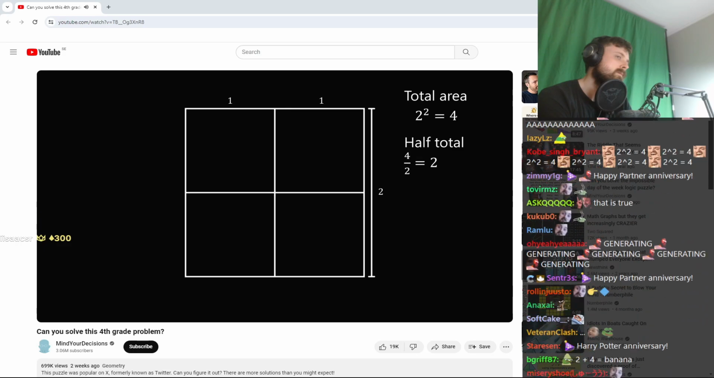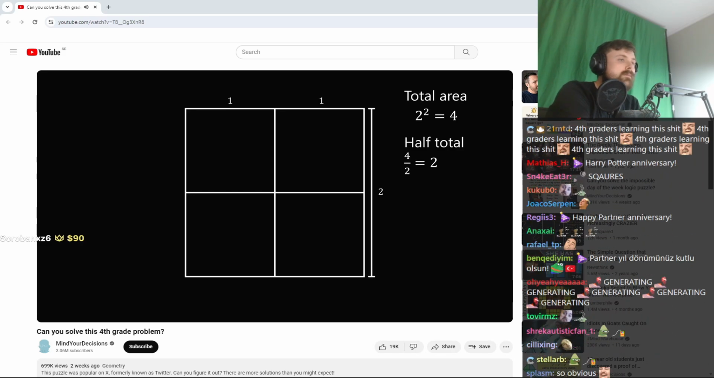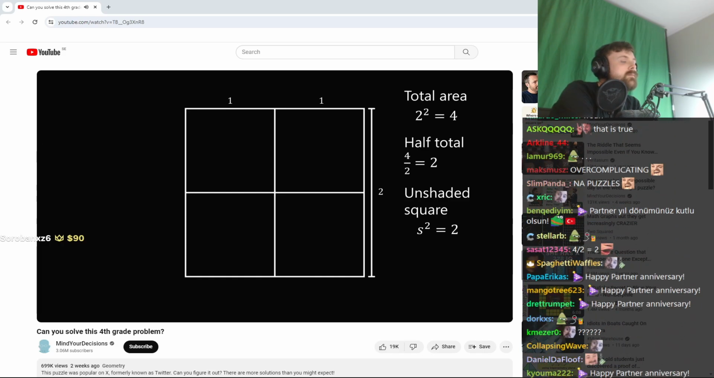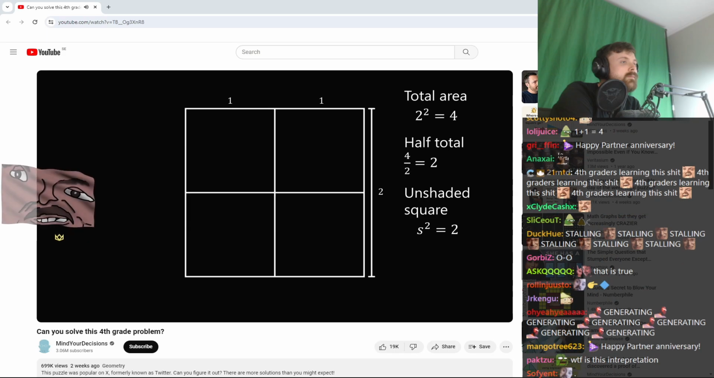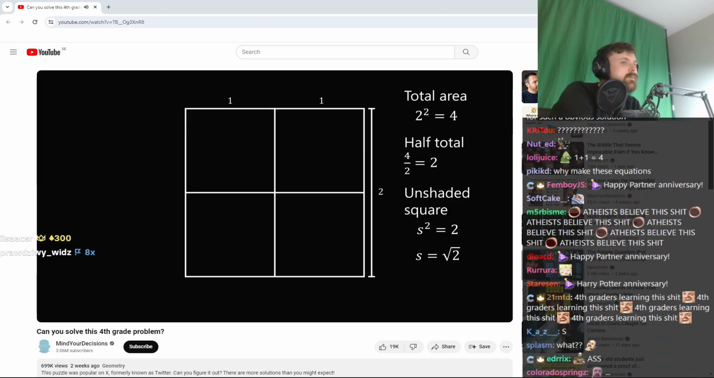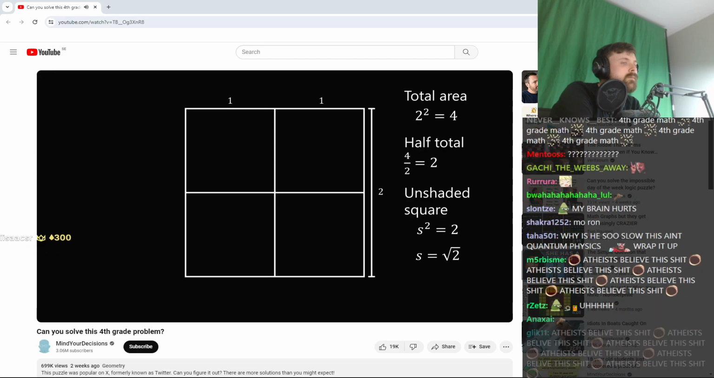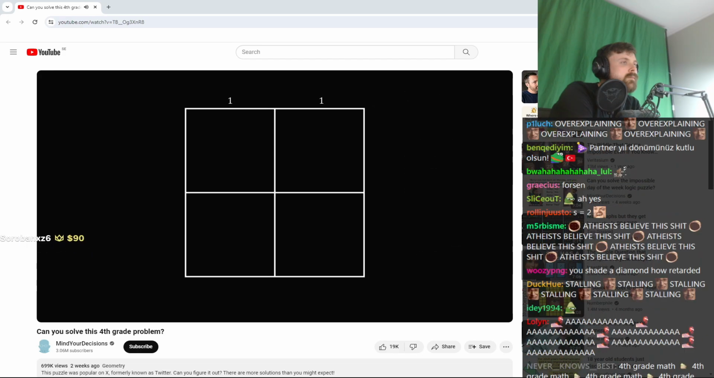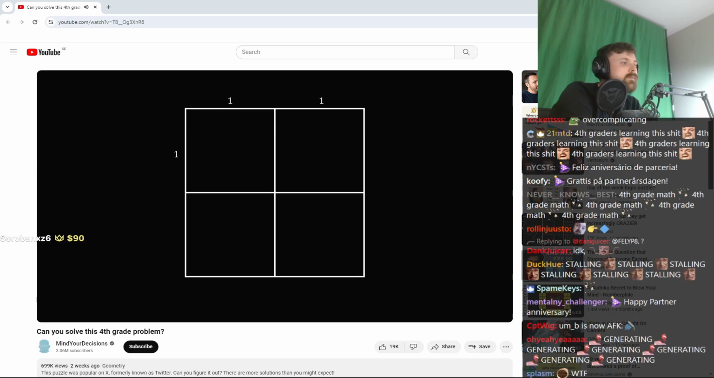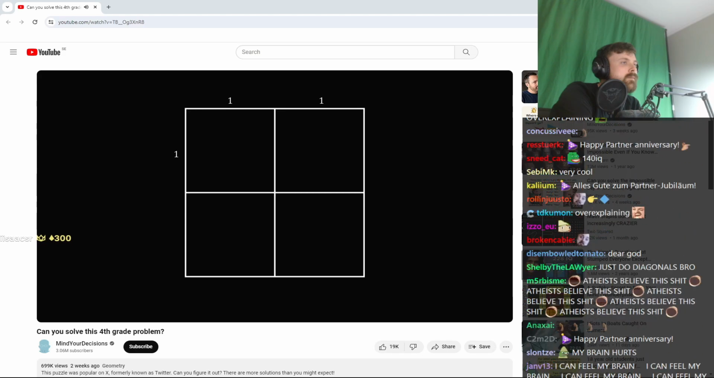And we want this remaining half, which is unshaded, to be a square. So we need the unshaded square's area to be equal to 2. So if we let the unshaded square have a side length equal to s, we need s squared to be equal to 2, which means that s is equal to root 2. So how are we going to get a square with a side length equal to root 2? Let's think about this. Each square has a side length equal to 1. So now the length of the diagonal of the square will be equal to square root of 2.